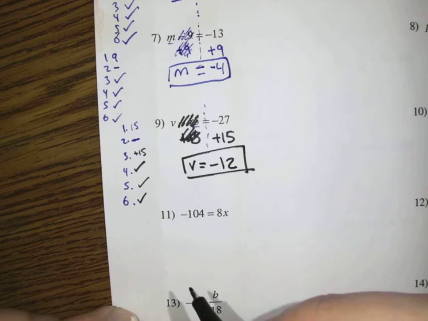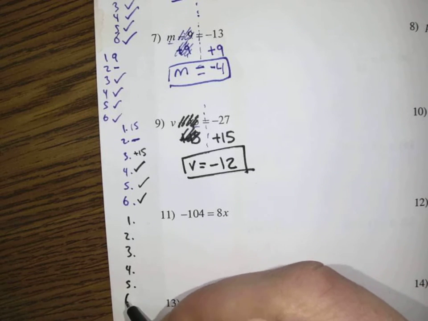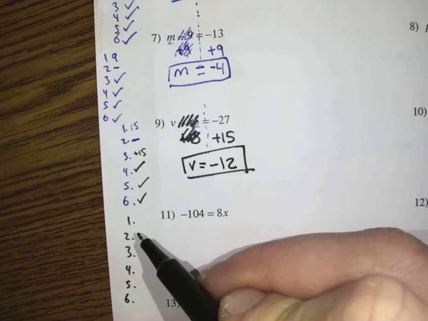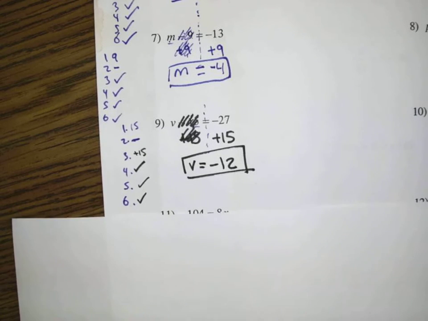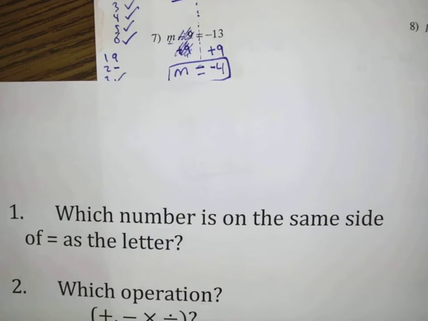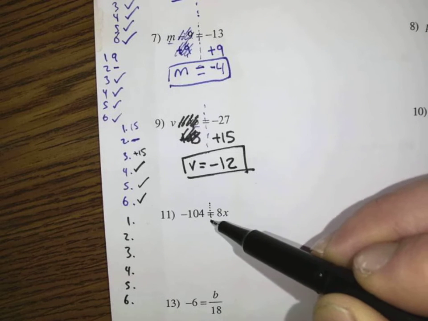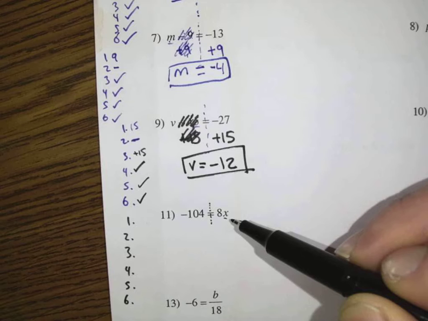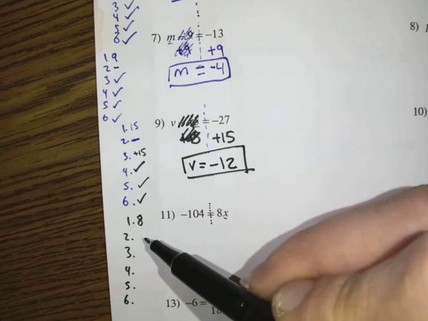Okay. Moving on. 1, 2, 3, 4, 5, and 6. All right. So we're going to start with what number is on the same side as the letter, right? So that's the first question. Which number is on the same side of equals as the letter? So here's my equal sign. Where's my letter? My letter is X. The number next to it is an 8. So there's an 8 next to it.